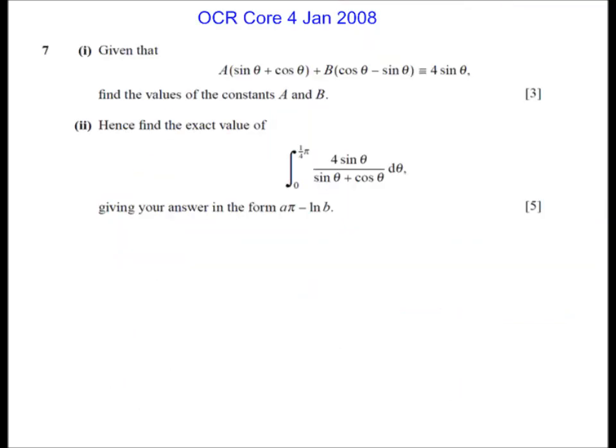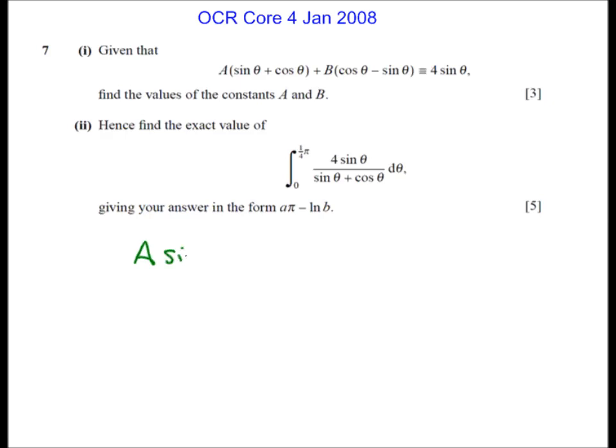And the last question I'm going to do, I know it's been a really long video, just bear with me for one more question. Given that a sine theta plus cos theta plus b cos theta minus sine theta is identical to 4 sine theta, find the values for constants a and b. So not really an integration by recognition question, but it's going to lead on to one. Let's start off by doing the only thing which we really know how to do, by expanding our brackets.